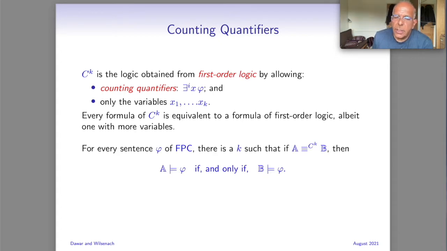Now it turns out that just like for fixed-point logic, we could show that any sentence of fixed-point logic is equivalent to some infinite collection of sentences of Lk. Similarly, every sentence of fixed-point logic is equivalent to some infinite collection of sentences of Ck for some constant k, which means that if you have two structures which cannot be distinguished by any sentence of Ck, they cannot be distinguished by this formula phi. Right? For every phi, there's a k. So two structures which cannot be distinguished by Ck cannot be distinguished by the formula phi.